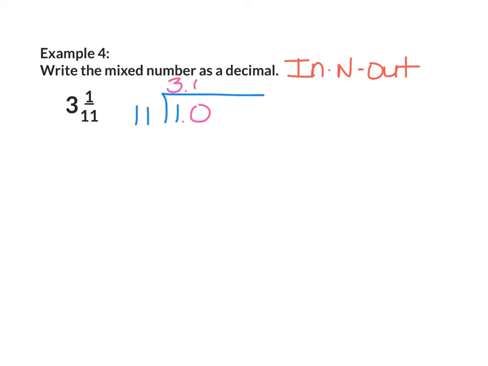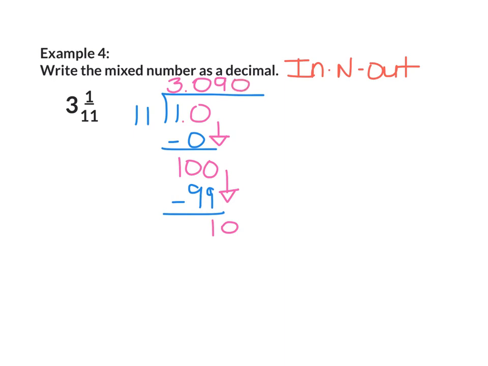11 can go into 10, 0 times. 11 times 0 gives me 0. I'm going to subtract. 10 minus 0 gives me 10. I'm going to bring down a 0. 11 can go into 100, 9 times. 11 times 9 is 99. I'm going to subtract. 100 minus 99 gives me 1. I'm going to bring down another 0. 11 can go into 10, 0 times. 0 times 11 gives me 0. I'm going to subtract. 10 minus 0 gives me 10. I'm going to bring down another 0.